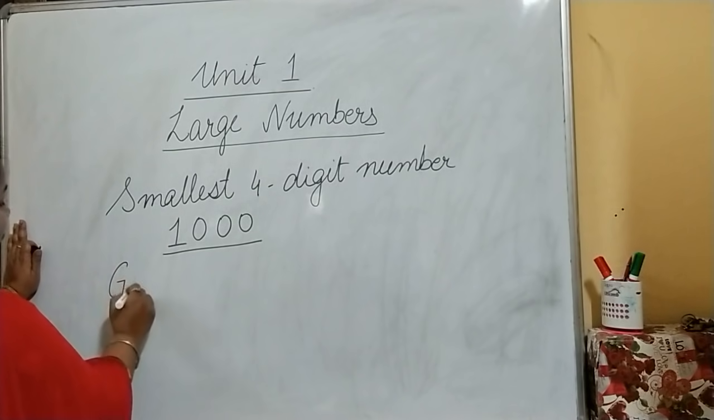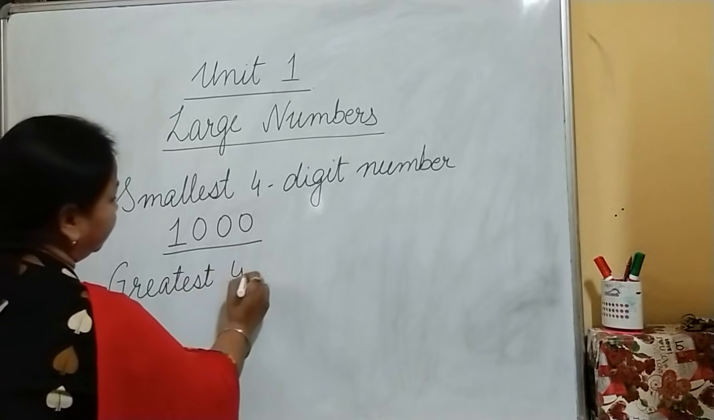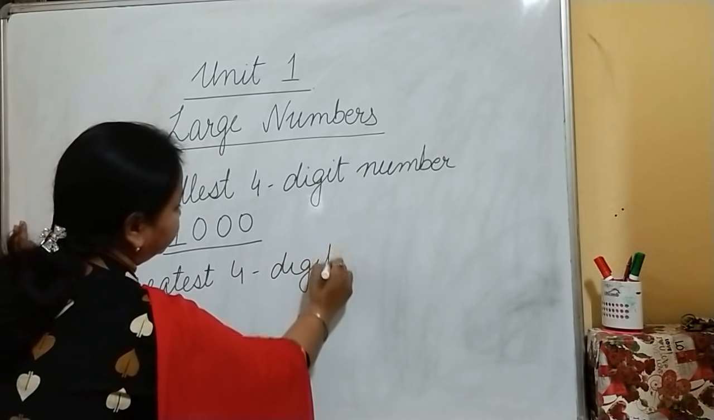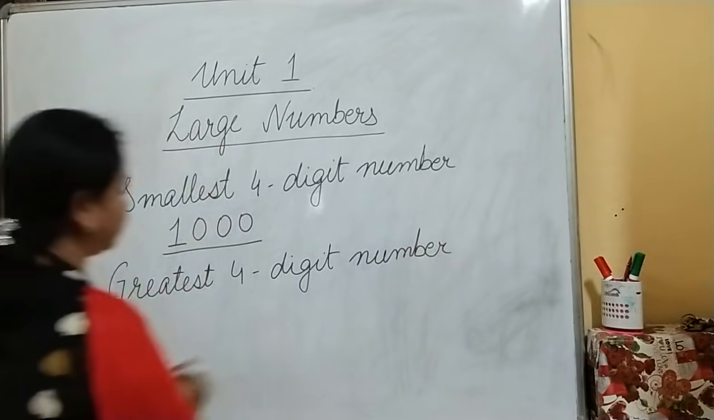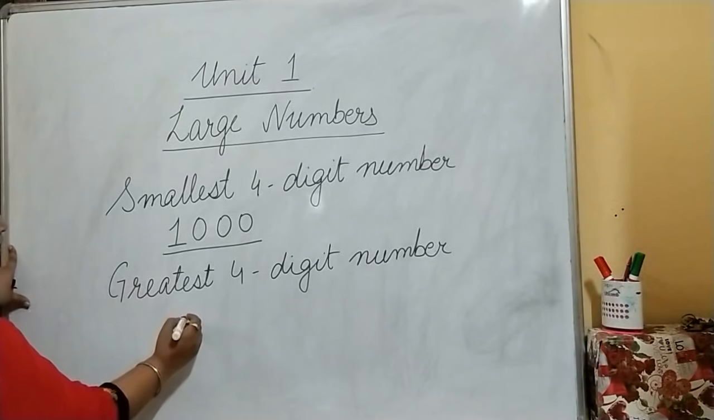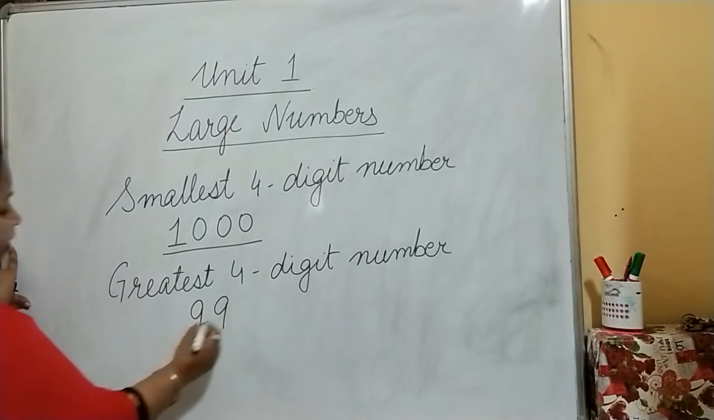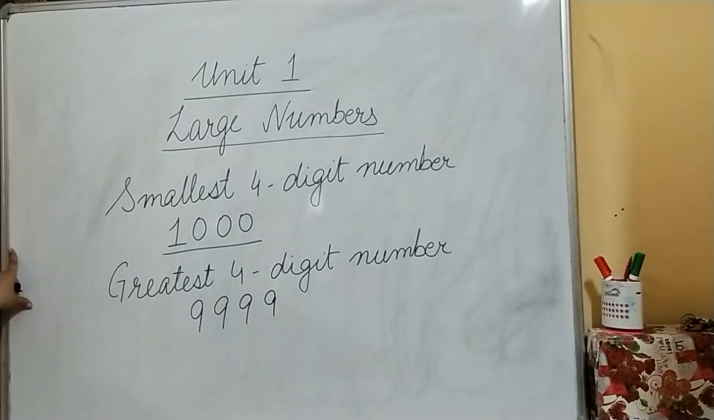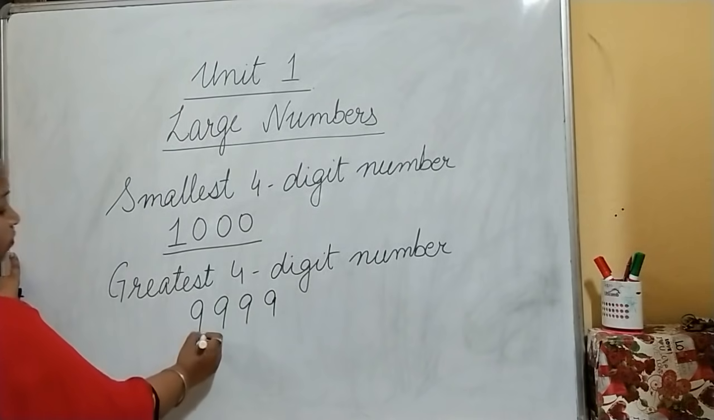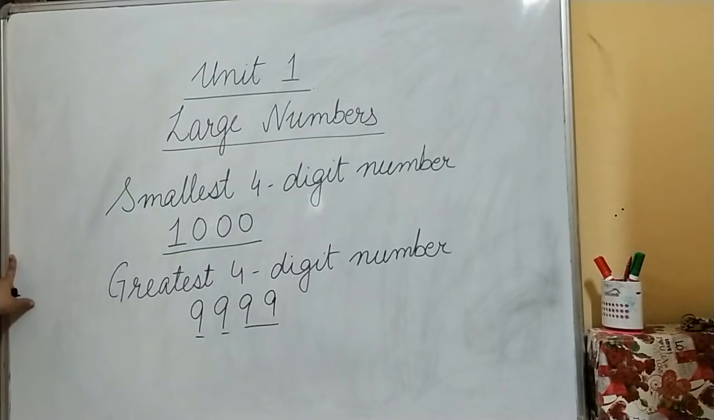Give me the answer for the greatest 4-digit number. The greatest 4-digit number is, how many times are we going to write 9? 9, 9, 9 and 9. That is, we will write 9 four times. How do we read this one? 9,999. Right? Okay.